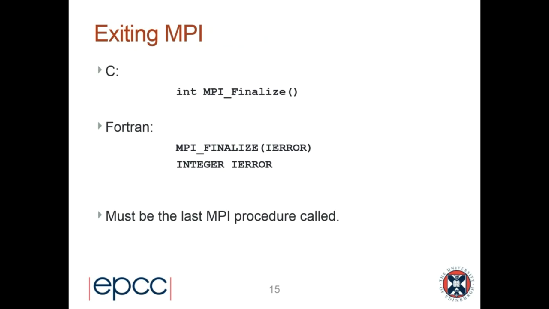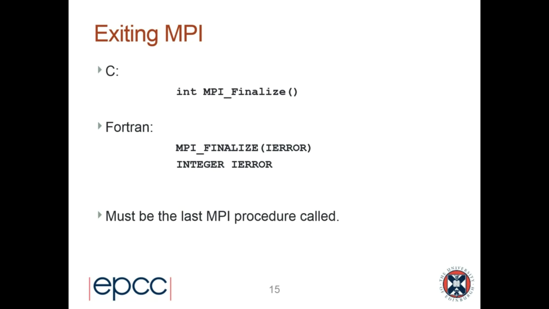You have to exit MPI. MPI_Finalize must be the last MPI procedure call. But the model in MPI is that you call MPI_Init, and then you run your program for an hour, 10 hours, a day, and then you call finalize at the end. You don't duck in and out. In fact, you cannot reinitialize MPI. So after you call finalize, you can't call MPI_Init again.